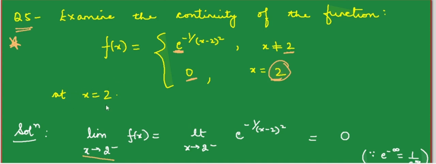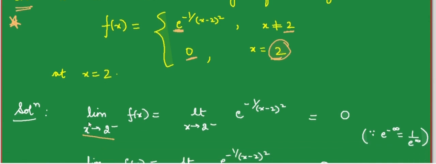For example, in this question, if you consider the left hand limit at 2, it becomes limit x tending to 2 minus of this. Now what will happen when x is less than 2? x minus 2 is negative, but luckily it's a square here. So whether x minus 2 is positive or negative, it's not going to matter, because you're going to square it in the end to make it positive. So minus 1 upon (x minus 2) square will be negative, irrespective of whether you are on the left of 2 or right of 2.